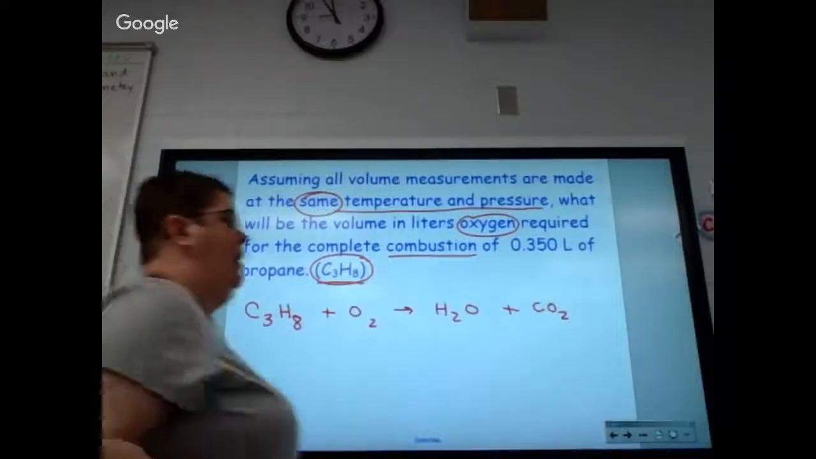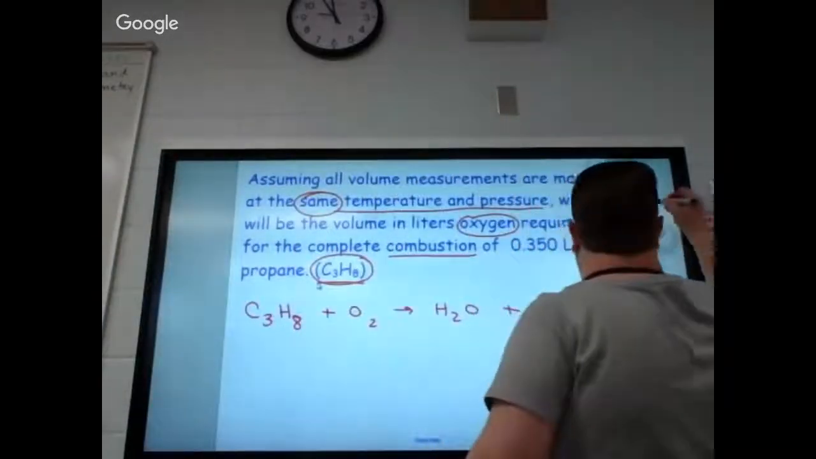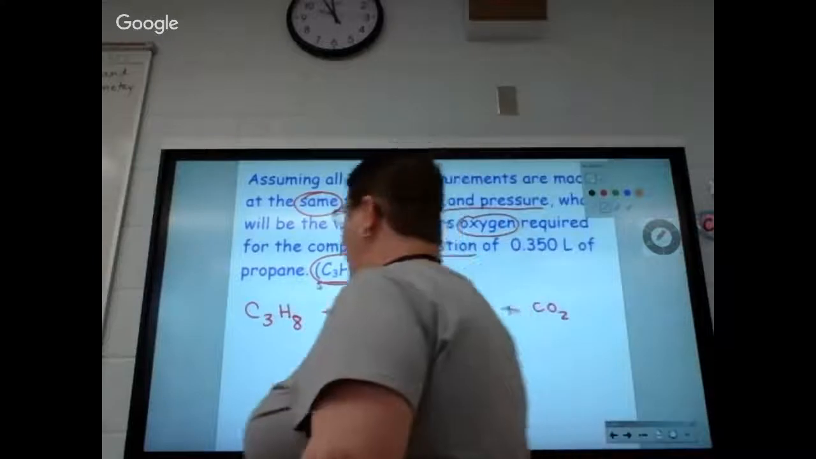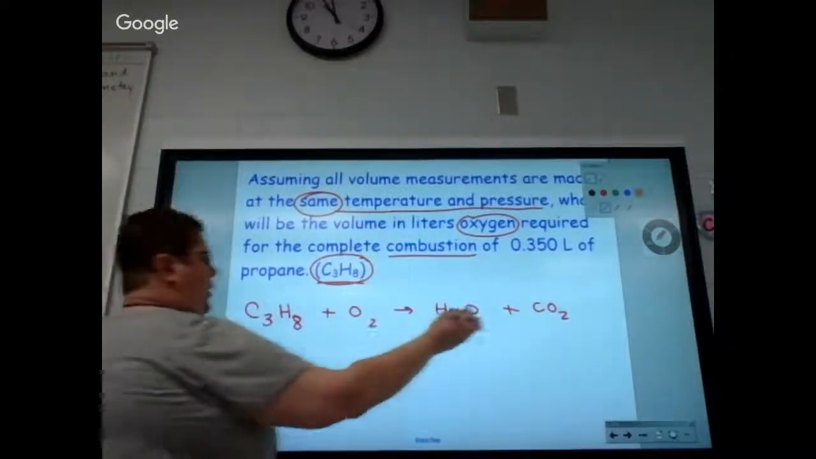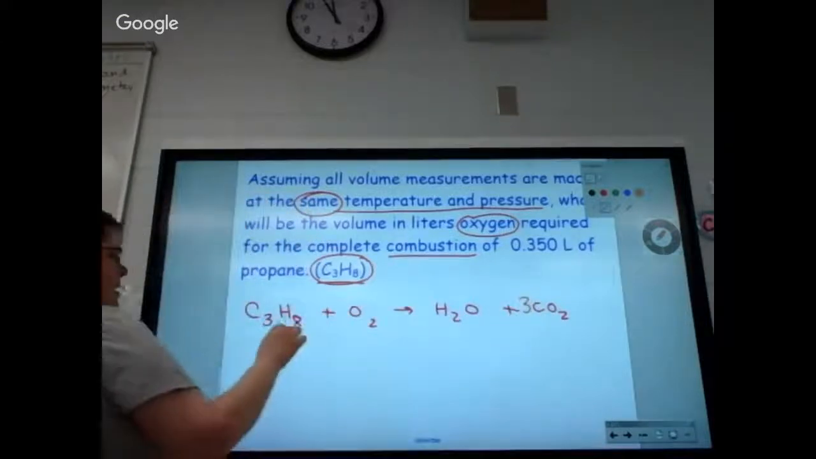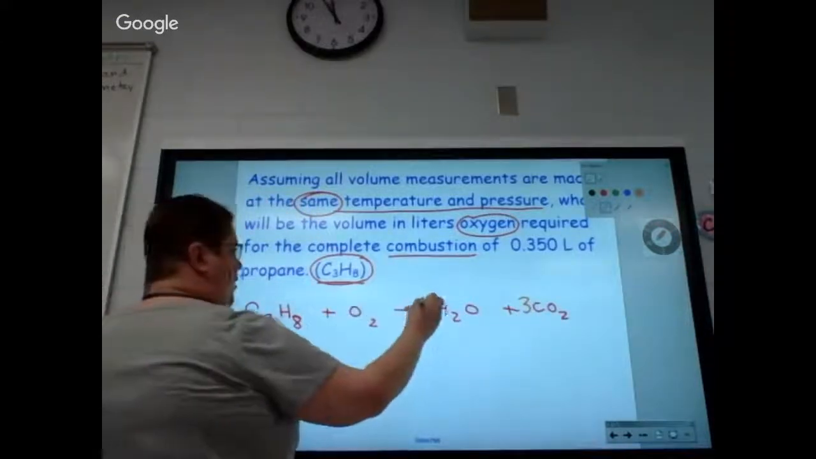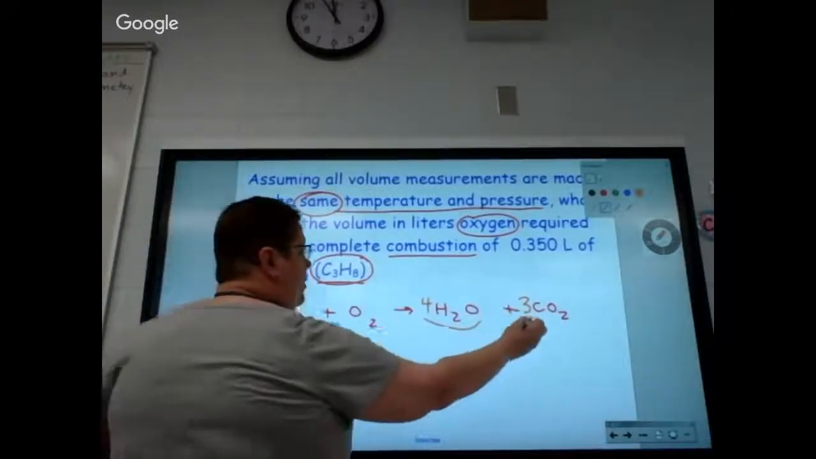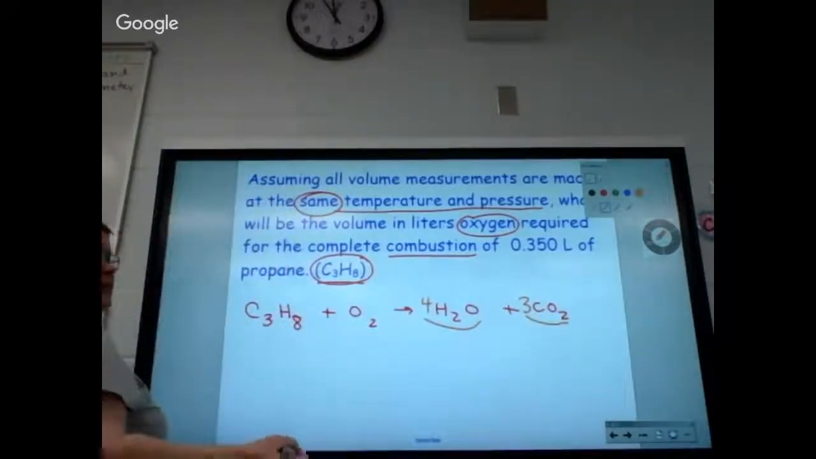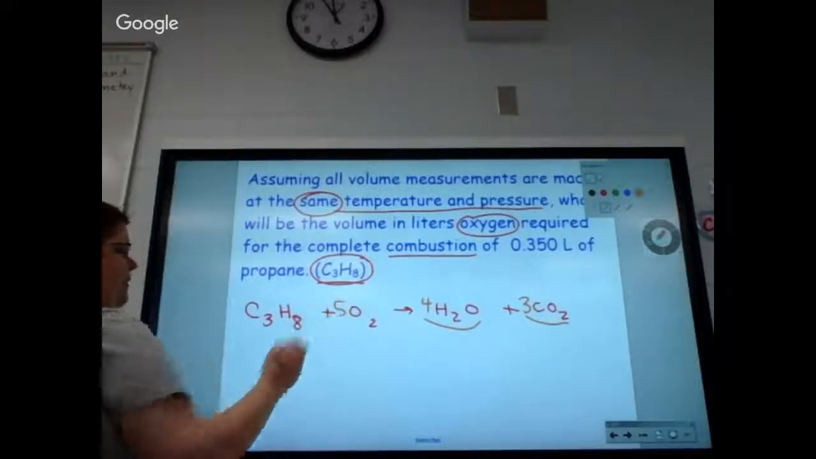Okay. Now, I know everybody was making jokes today about balancing equations, but we should still be okay with this. We have how many C's? 3. So we put a 3 there. How many H's? 8. So we put a 4 there because 4 times 2 makes 8. We have 4 and we have 6. So 4 plus 6 is 10. So we put a 5 there.